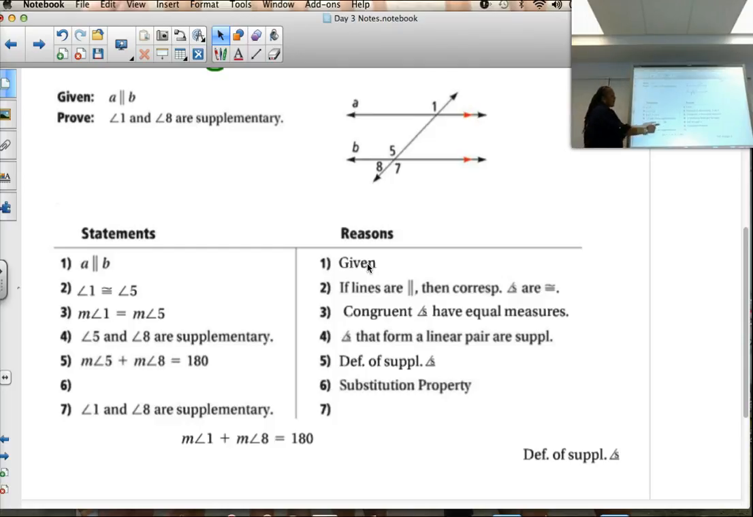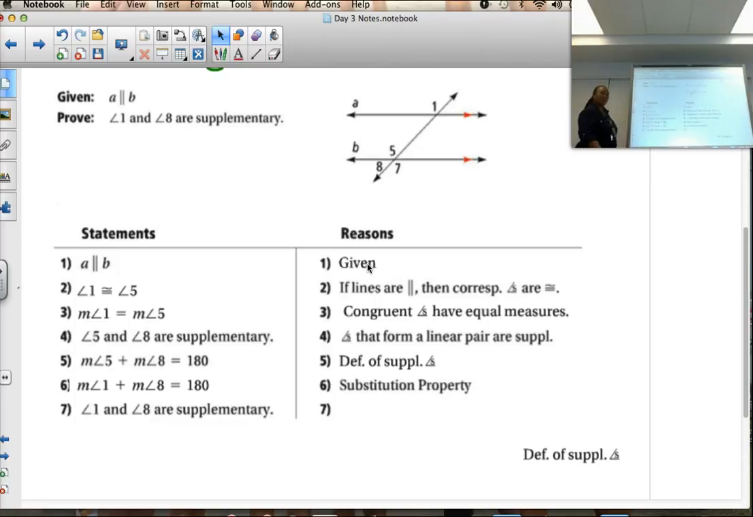Now, if I know that I'm getting ready to use the substitution property, what am I going to be substituting into this? Something equals 180. Well, we're going to either be substituting something in for the measure of angle 5 or something in for the measure of angle 8. What do we know? We know that angle 5 is equal to angle 1, right? The measure of angle 1 plus the measure of angle 8 equals 180.